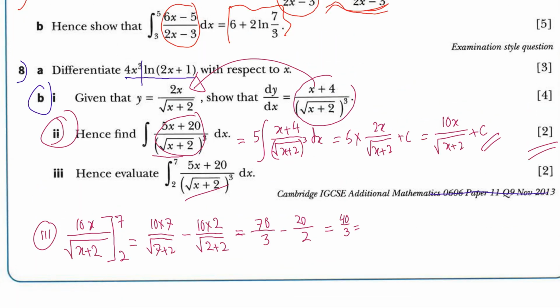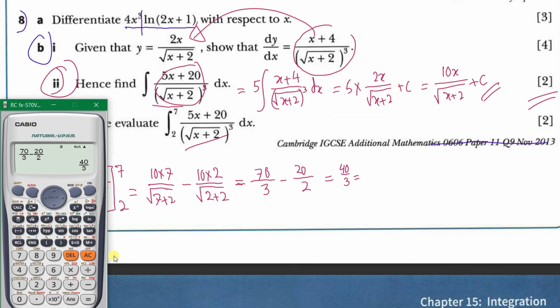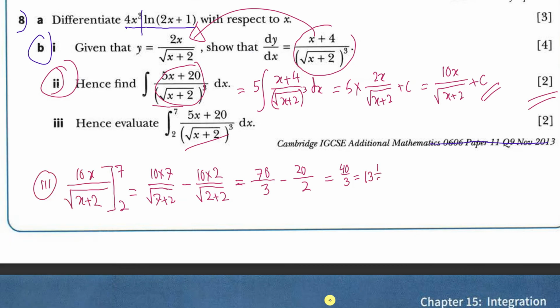We can also write this value as a mixed fraction, 13 and 1 by 3, but don't write it in decimal point. You should write the exact value. If you write in decimal point, if the question does not ask you to, then you might lose your mark. Better to write it either as a mixed fraction or the fraction like this. Hope you understood the question we have done for you.